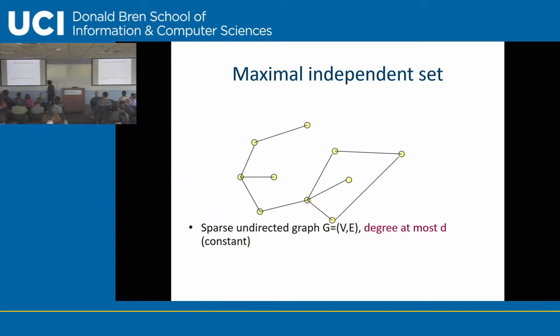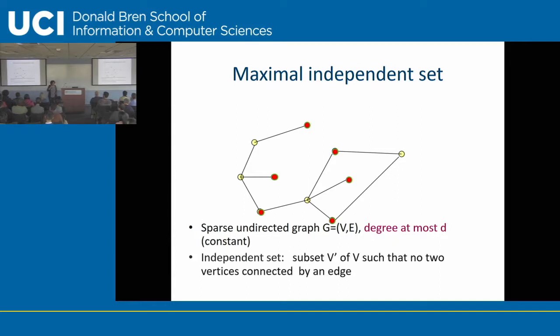I don't have to worry about the degree, and the degree is at most d. We know maximum independent set is the famous NP-complete problem, but this is maximal independent set. This is just a set of nodes in the graph that have no edges between them. So the red nodes, there's no edge between any pair of red nodes. Maximal means it may not be the maximum, it may not be the independent set of the largest size, but you can't add any node to it and make it bigger.